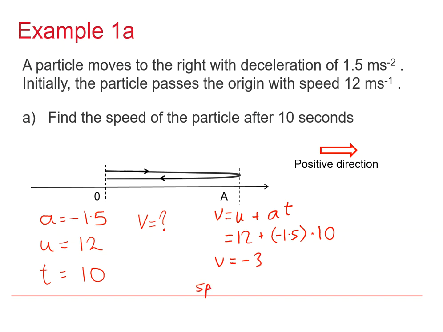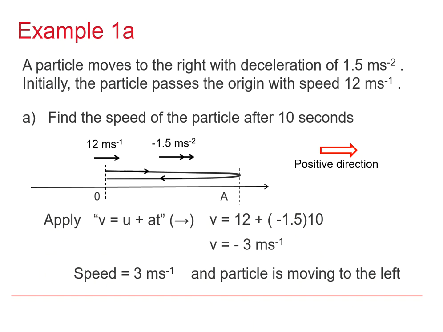And so the speed, because the speed's a scalar, it has to be positive. The speed is 3. And for our final answer, we should include the units. Meters per second. Alright, there's just a tidier version of the same thing there.